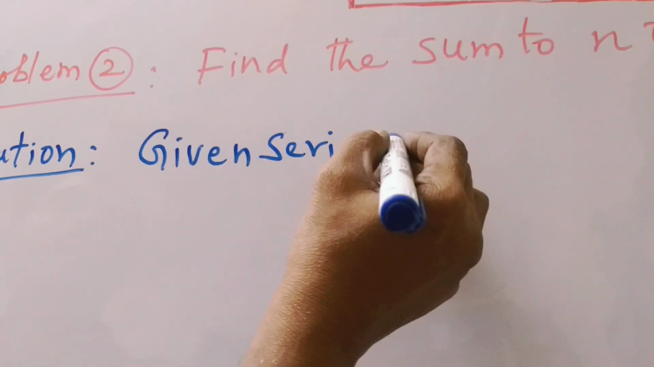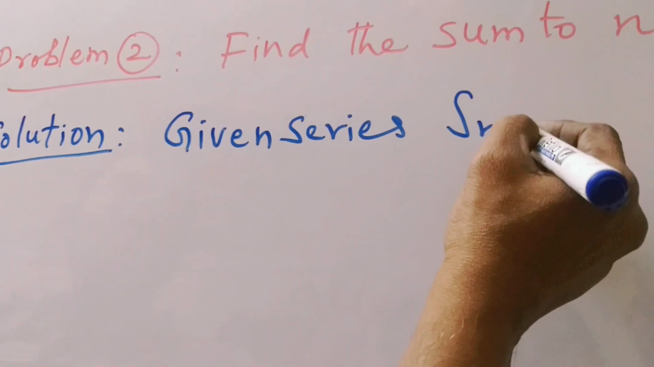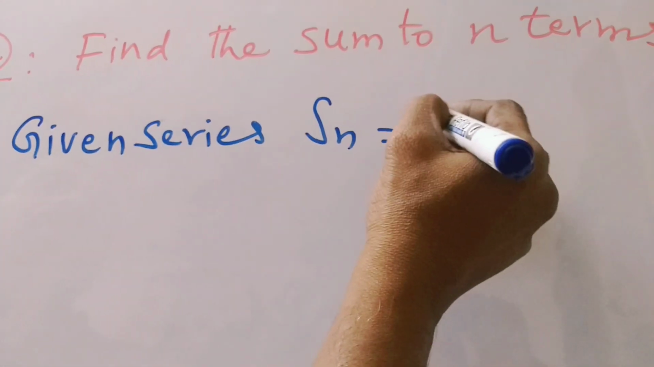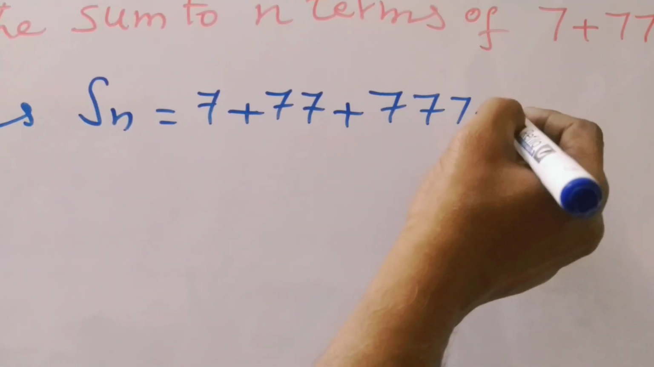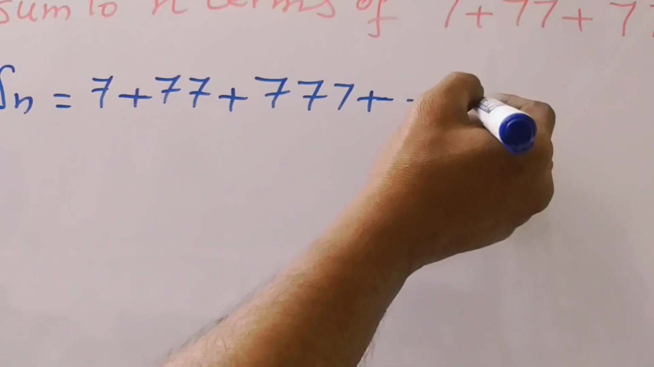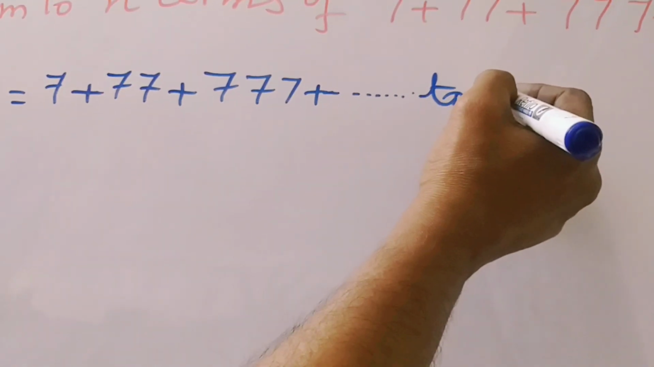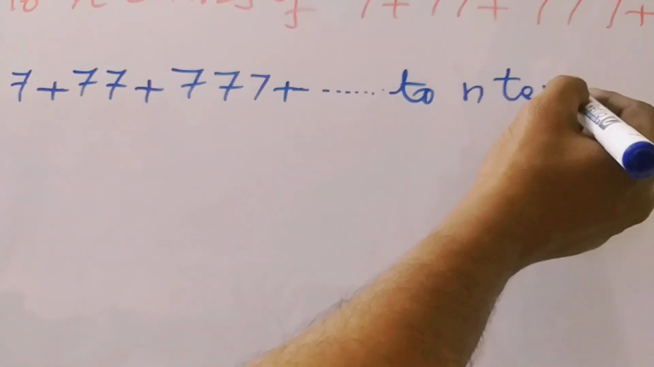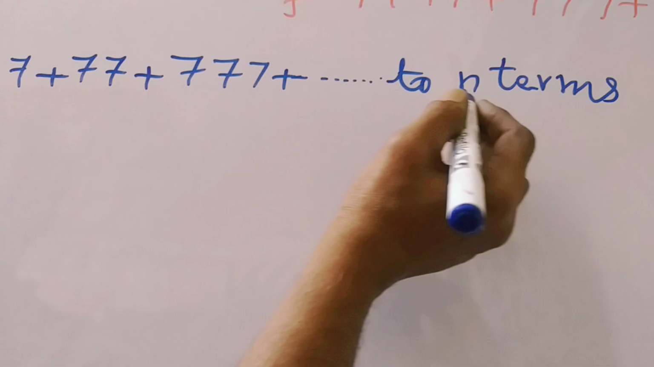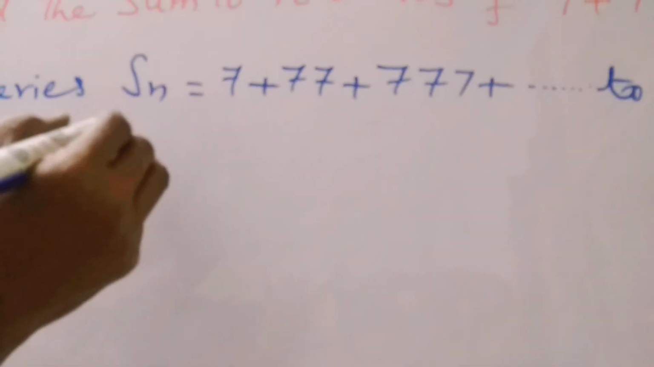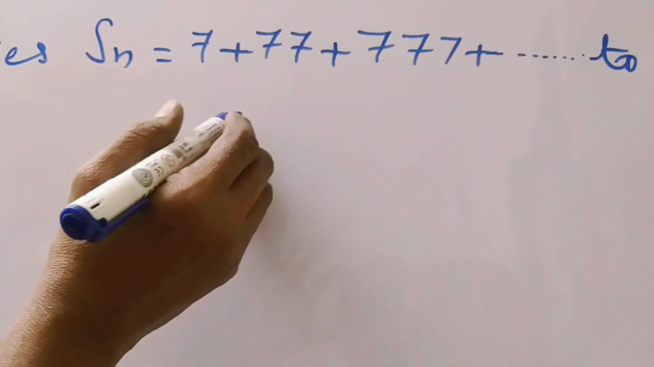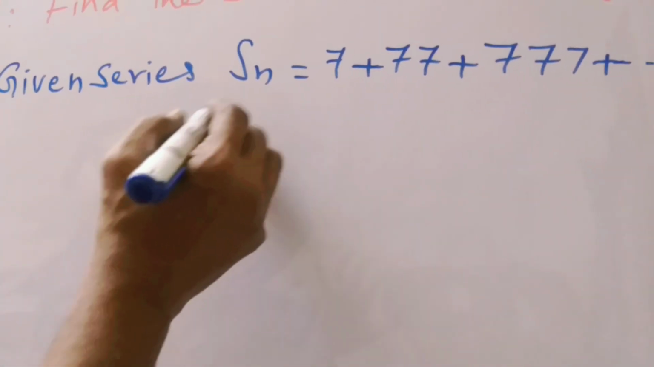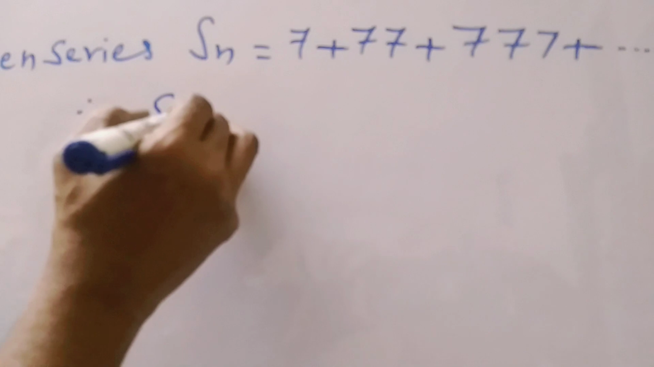The given series is S n, the sum to n terms, is equal to 7 plus 77 plus 777 plus and so on up to n terms.